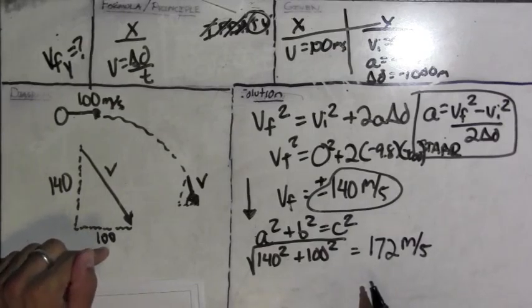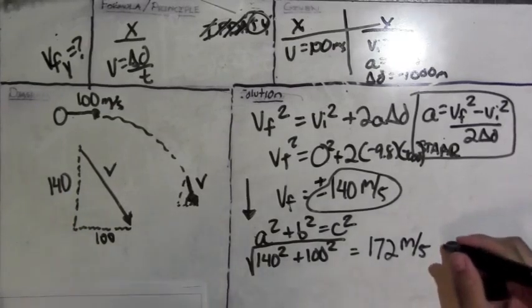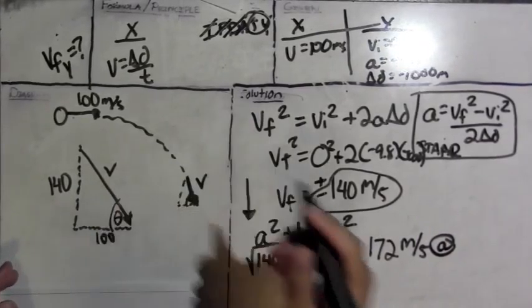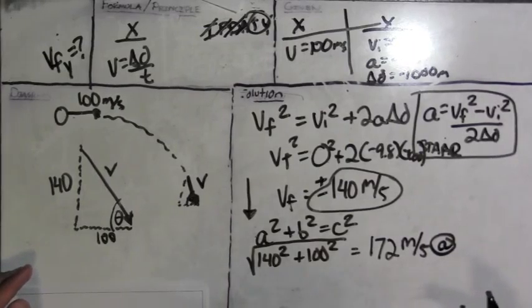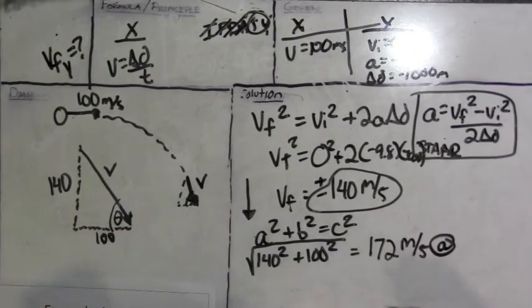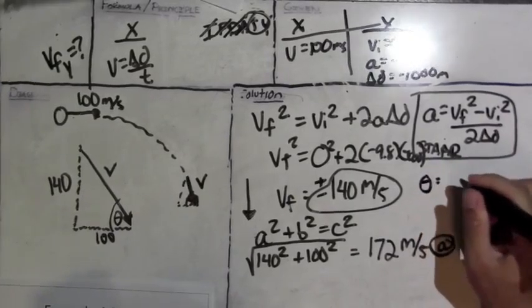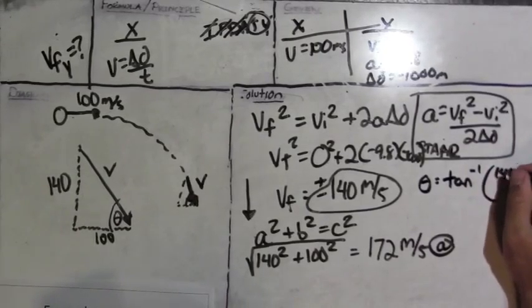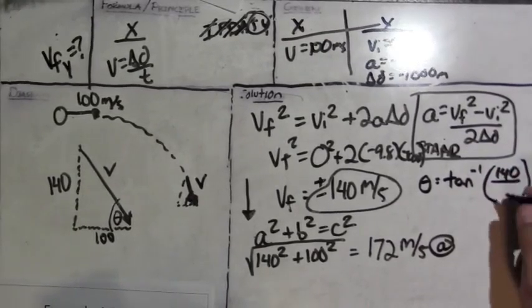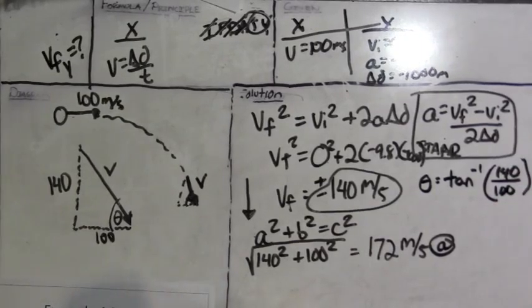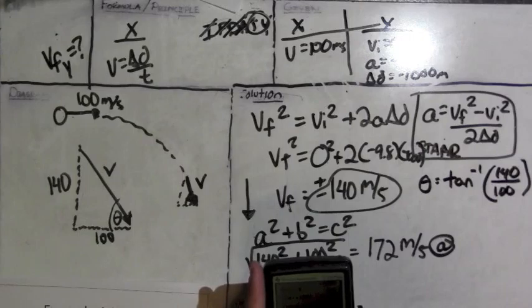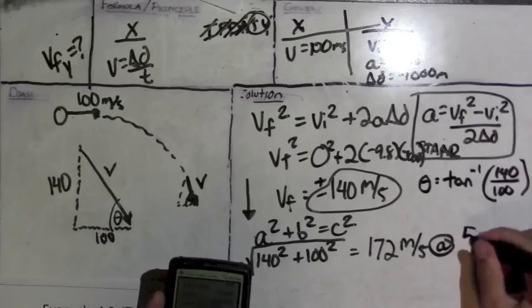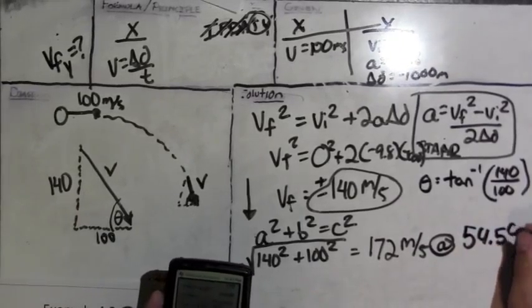Now, it's not really negative and it's not really positive, because we had a negative here and we had a positive here. So really, how we're going to define this is at an angle. So what I'm going to do is say, okay, this is the angle that I'm going to be looking for. And if you remember from earlier this chapter, to find that angle, I can say the angle is equal to the inverse tangent of the opposite side, which is 140, over the adjacent side, which in our case is 100. So when I do that, I get 54.5 degrees.